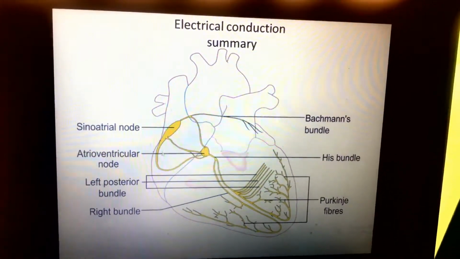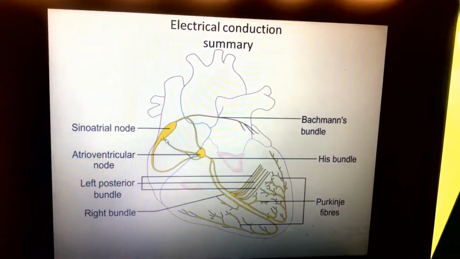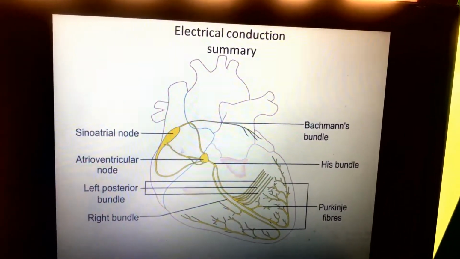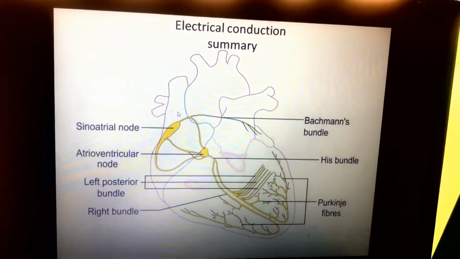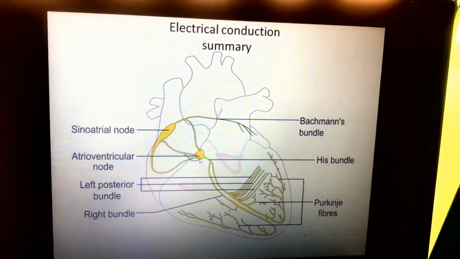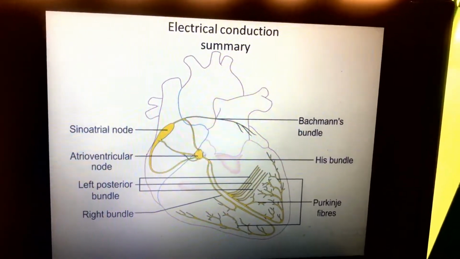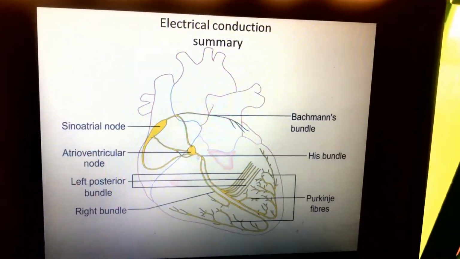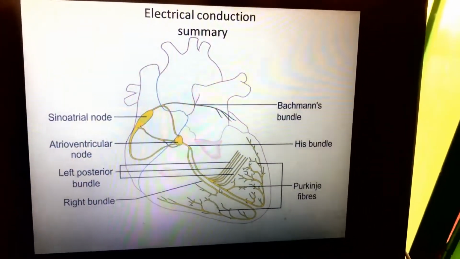The sinoatrial node is stimulated by the entry of the blood via the vena cavas. Now you can see when the blood stimulates the sinoatrial node, it gives the influx to stimulate the heart muscle for contraction.